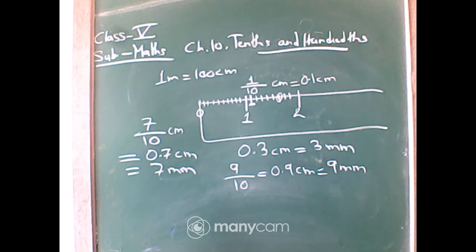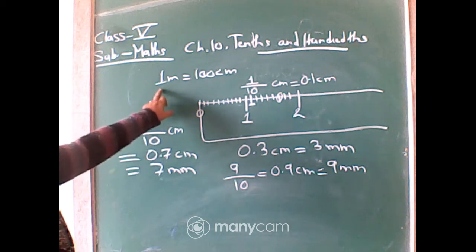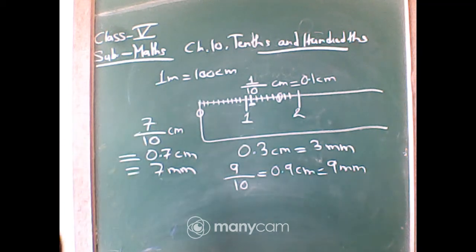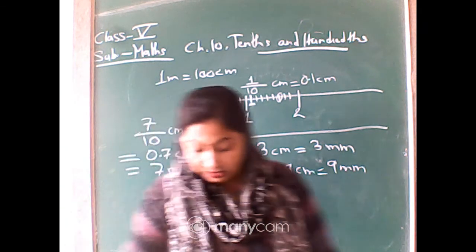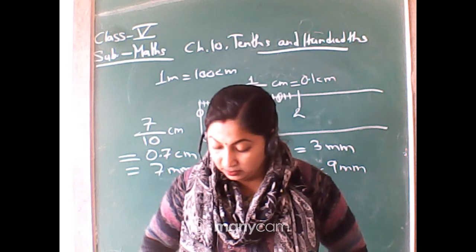0.9 is there. See, the answer will be 111. So 111 small frogs can sit on a 1 meter scale. So write 111.